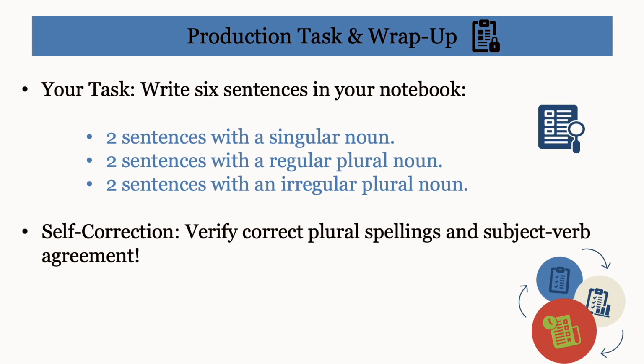To apply what you have learned today, please complete your production task. In your academic notebooks, draft 6 distinct sentences, 2 containing a singular noun, 2 with a regular plural, and 2 utilizing irregular plural. Pay close attention to your spelling and subject-verb agreement. Once you have self-assessed your sentences, verify correct plural spellings and subject-verb agreement again.